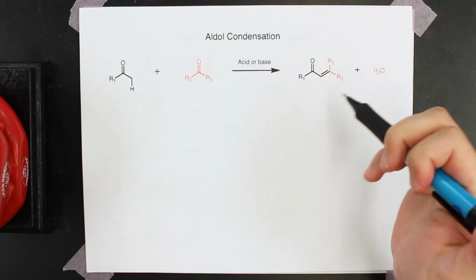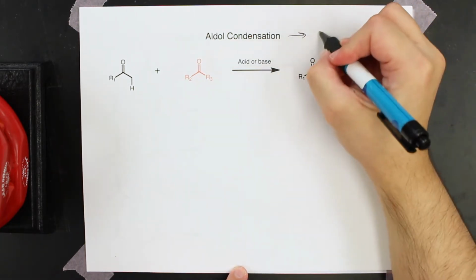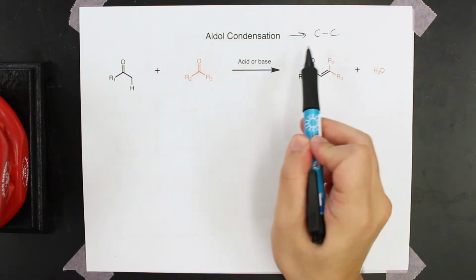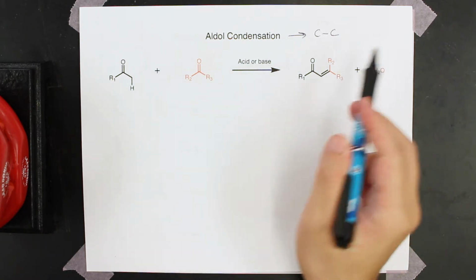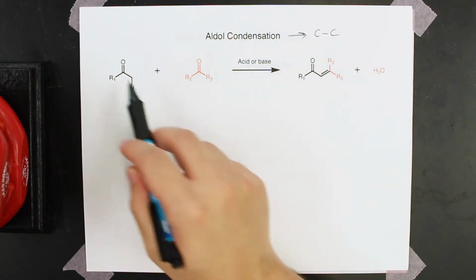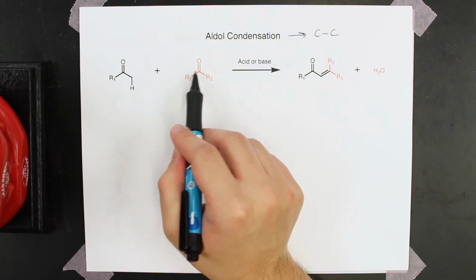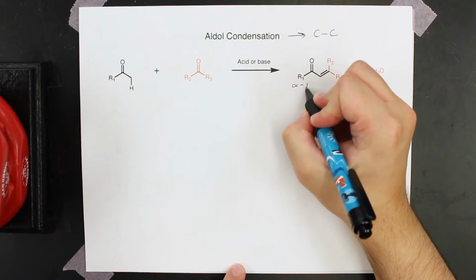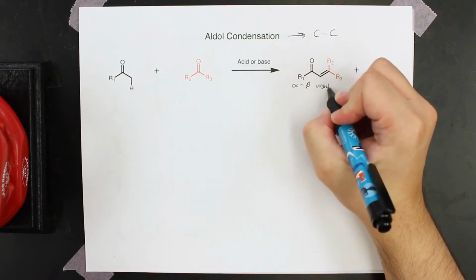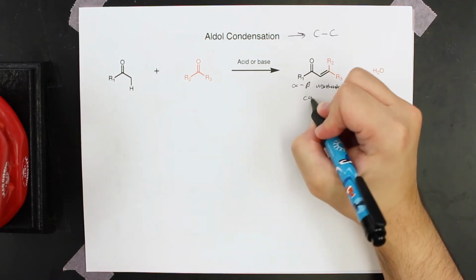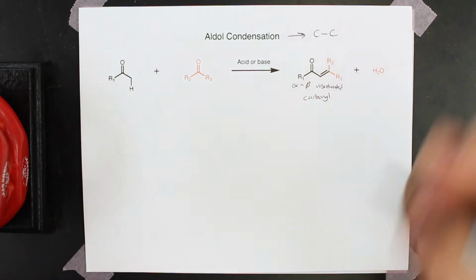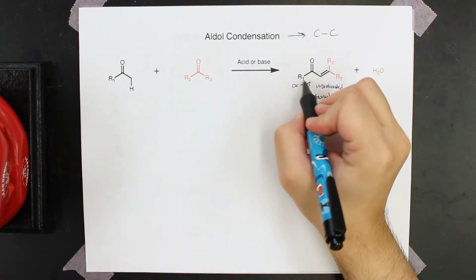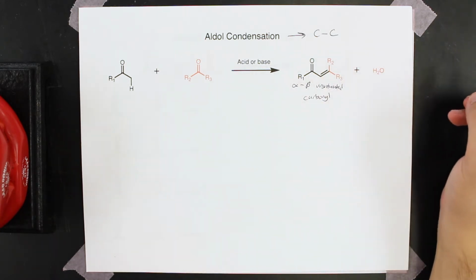The aldol condensation, like the Grignard, is a very good reaction for forming carbon-carbon bonds. You may have seen the aldol in lecture, but we're going to do a brief overview. The aldol condensation is the reaction of two carbonyl compounds under acidic or basic conditions to form an alpha-beta unsaturated carbonyl compound. This carbonyl could be a ketone or an aldehyde, so we just write carbonyl, depending on what R1 is, whether it's an H or a carbon fragment.